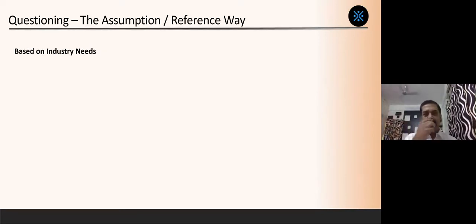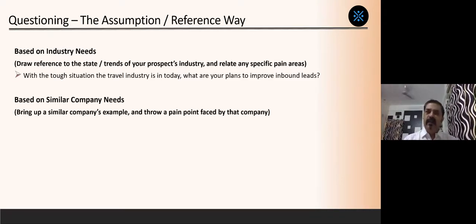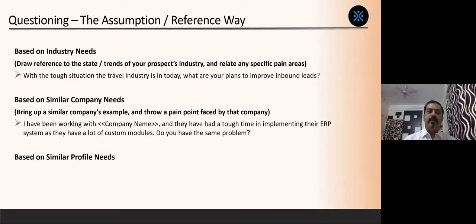So coming back to the point, questioning, we have different ways of questioning. The objective of this questioning in this context is to uncover or identify the pain or the needs of the prospect, right? So the first one is the assumption or the reference way, right? In this methodology, you can base your questions either on the industry needs or on the similar company needs or on the similar profile needs, right?